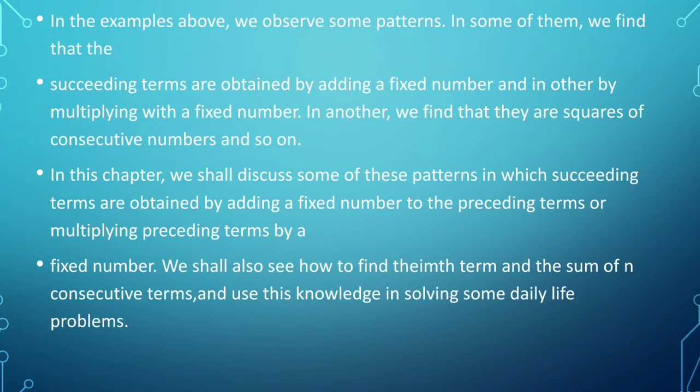So in the examples above, we observed some patterns. In some of them, we find that succeeding terms are obtained by adding a fixed number, and in others by multiplying with a fixed number. In another, we find that they are squares of consecutive numbers and so on. So in this chapter, we shall discuss some of these patterns in which succeeding terms are obtained by adding a fixed number to the preceding terms or multiplying preceding terms by a fixed number.